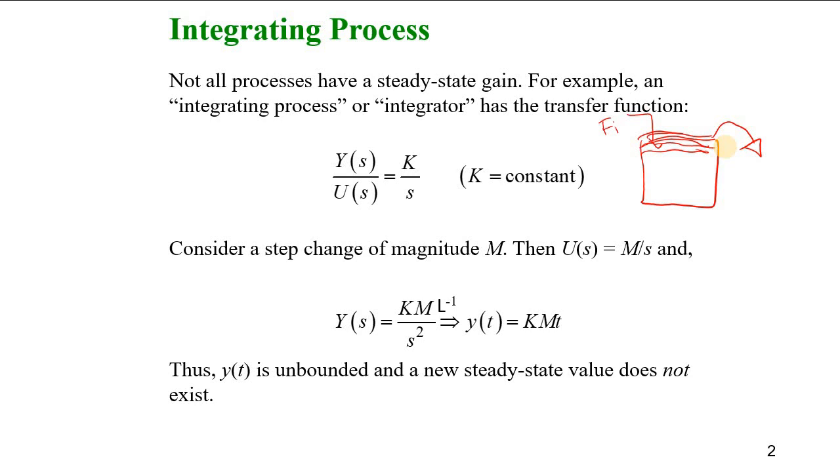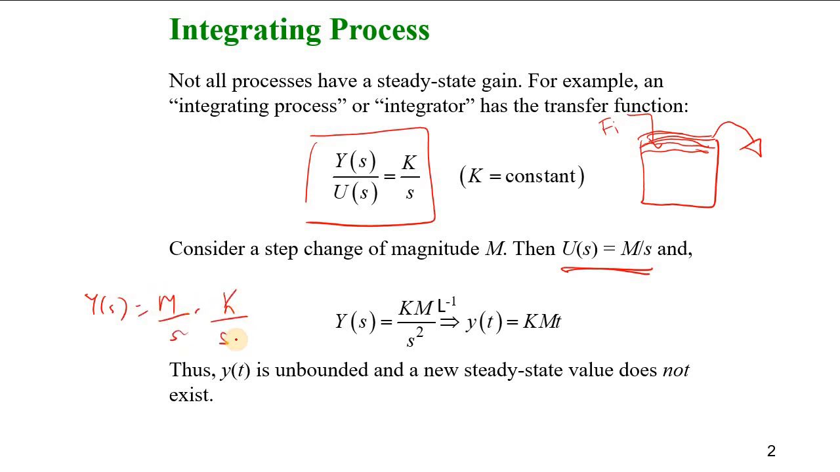And actually, if you look at it, if you had a step input of U(s), which is M over S, as we have said before, and it's written here, M over S. So what will you have? You will have Y(s) equal to M over S multiplied by the integrating process, which is K over S. So you will have KM over S squared. You can see it? Yep.